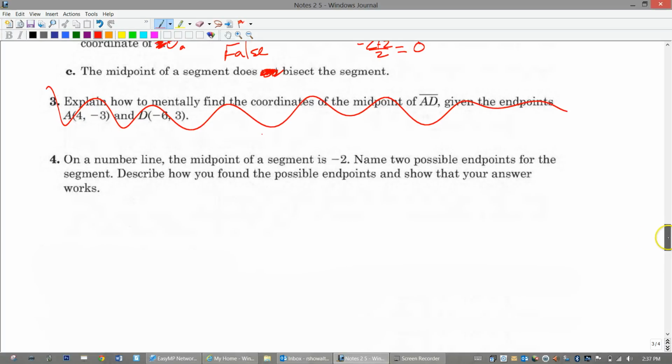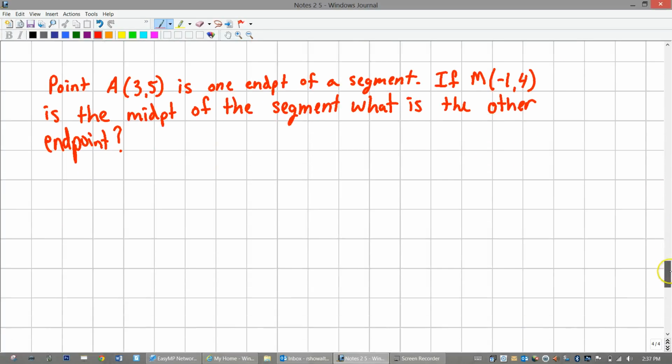Okay, let's go to the back side. The last page. Go ahead and read this right now, and tell me what the problem is. Okay, think about what the problem is with this picture, with this question.